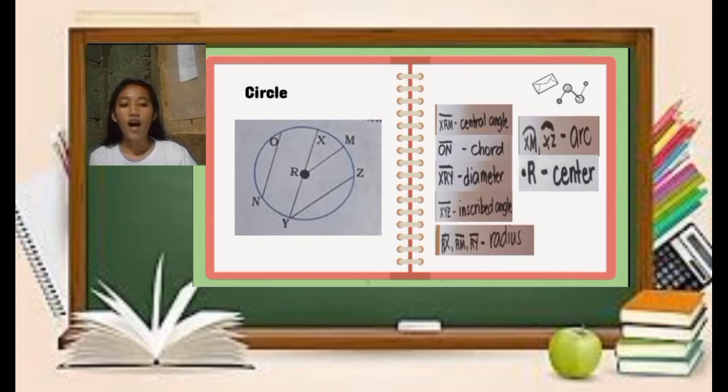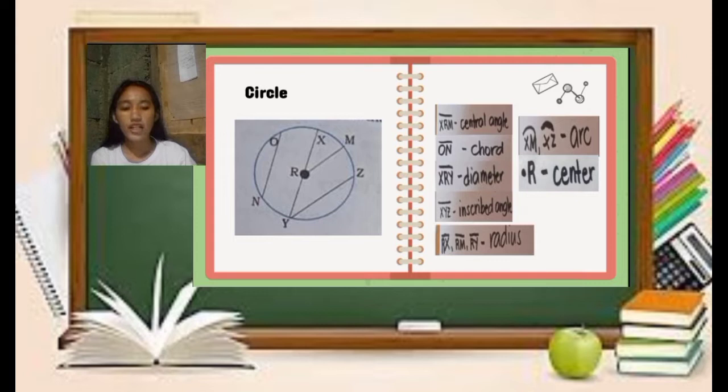Arc. Arc is a continuous piece of a circle. It has two kinds of arc, major arc and minor arc. When we see minor arc, it is a collection of the circle points that lie on and inside a central angle. When we say major arc, it is a collection of all points that lie on or outside a central angle. So as you can see in the figure, the example of an arc is arc XM or arc XZ.